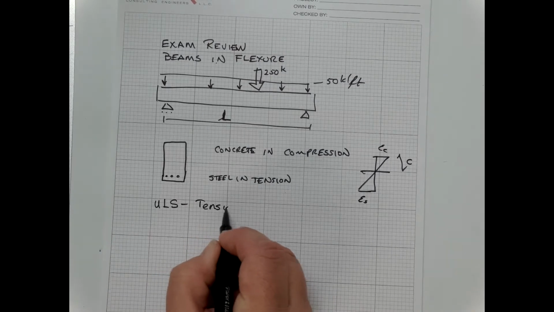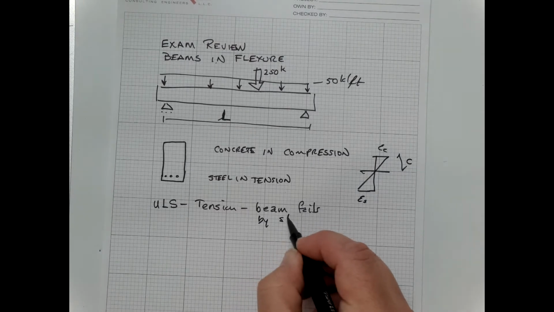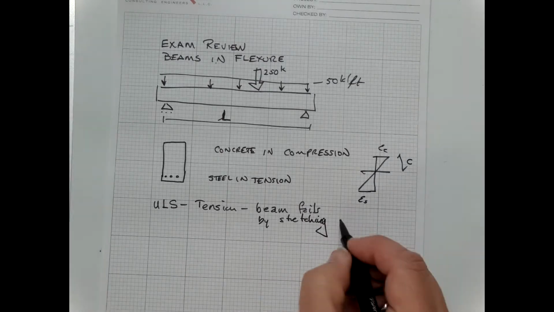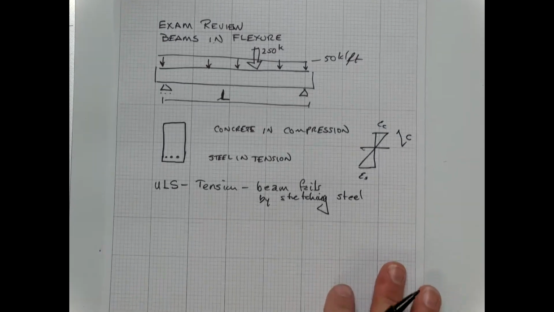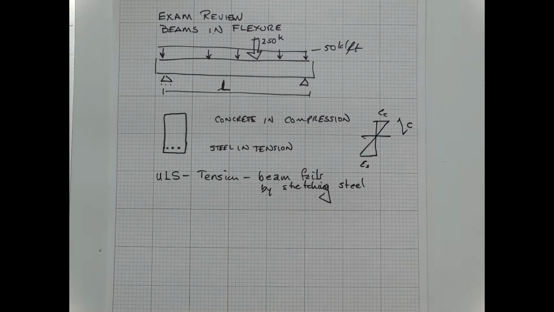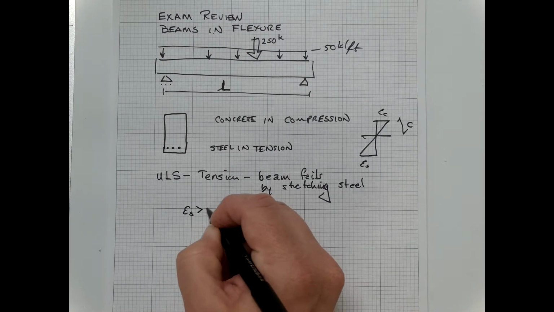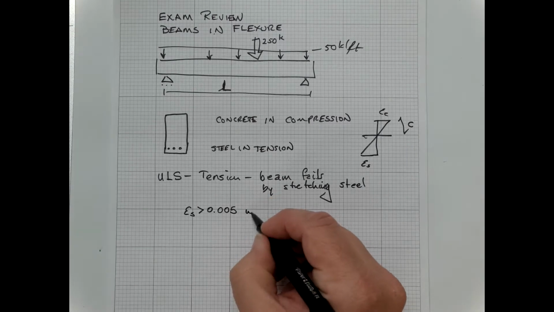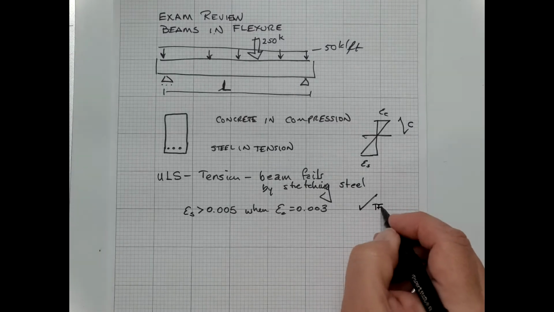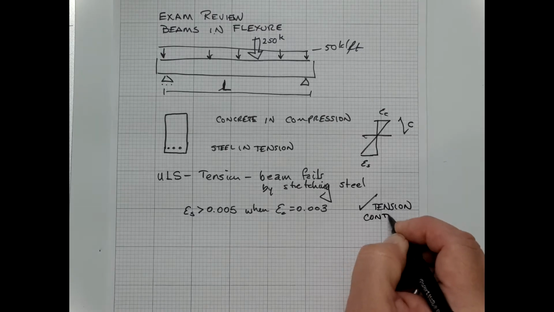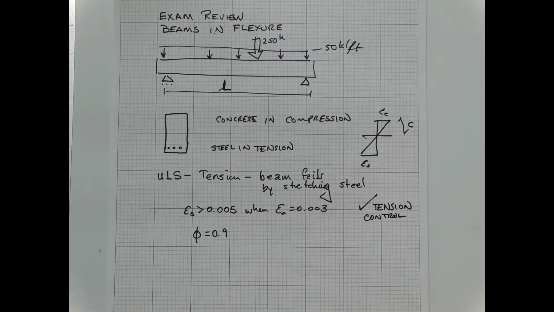Tension control means that the beam fails by stretching steel. And that is an advantage because it warns us it's coming. We do not want to fail in compression where the concrete would crush, so that's not an acceptable ultimate limit state. So under these conditions, so long as the strain in the steel is greater than 0.005 when the concrete crushes, which is a concrete strain of 0.003, then we are in tension control. In tension control, our phi factor is equal to 0.9. We're very happy about that.